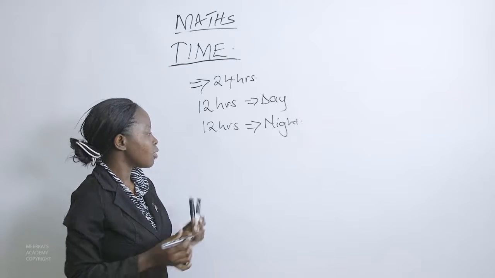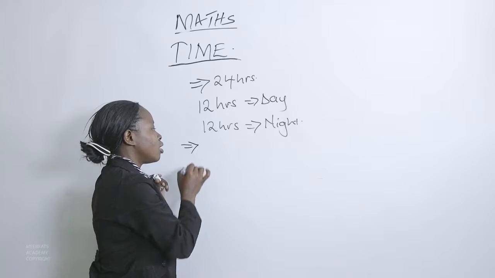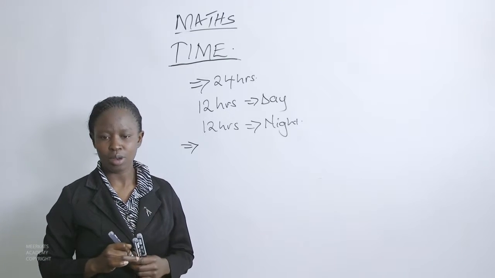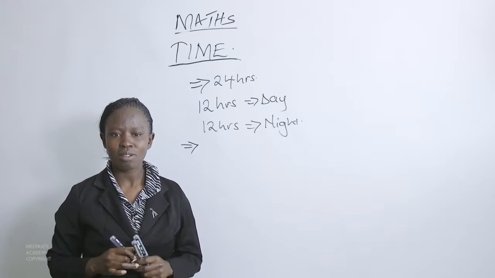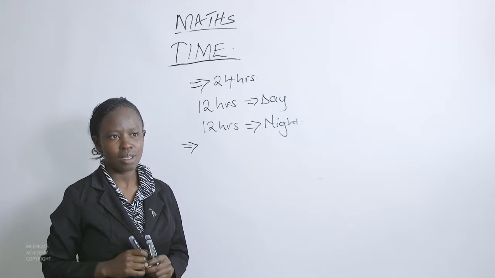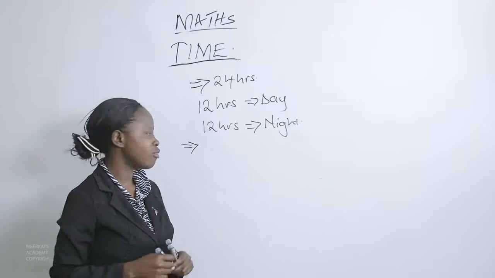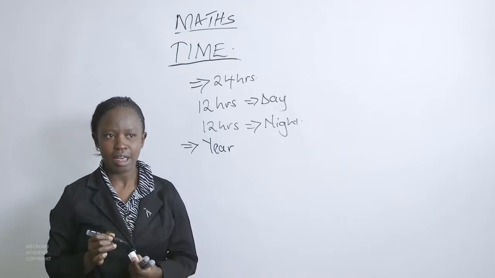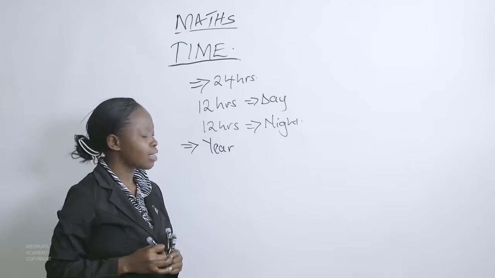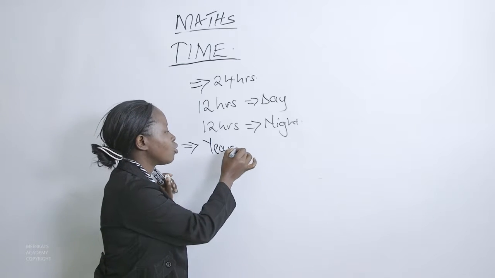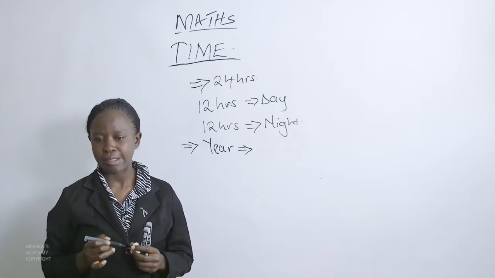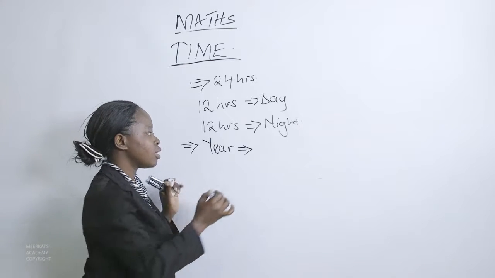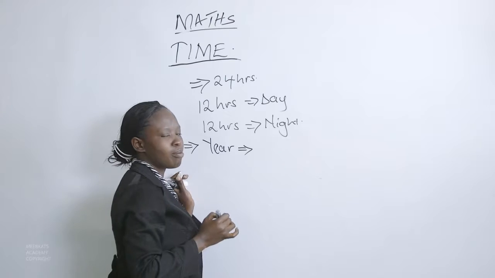Then another thing is that the earth revolves around the sun, taking a given period. The period that the earth takes to revolve around the sun is a full year. The earth takes a whole year to revolve around the sun. And in the process of the revolution, we are having the year being formed.